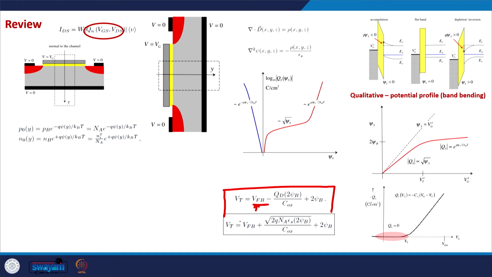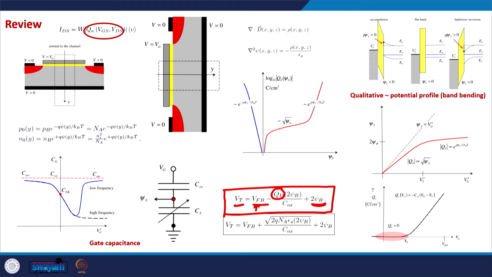So, by considering the flat band voltage and the depletion charge, this is the formula for the threshold voltage, and as we can see, the threshold voltage is the voltage when the semiconductor potential psi s is equal to 2 psi b, which means that the semiconductor at the interface is as n type as the semiconductor is p type in the bulk.